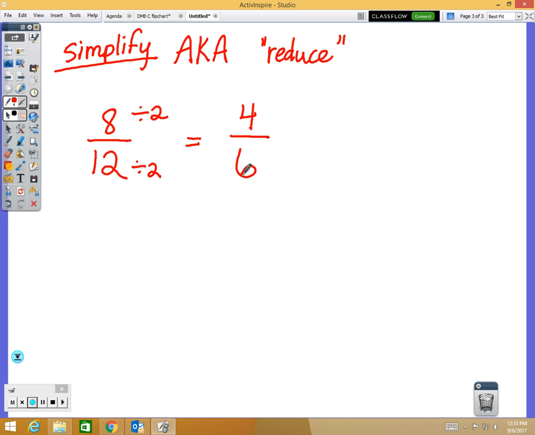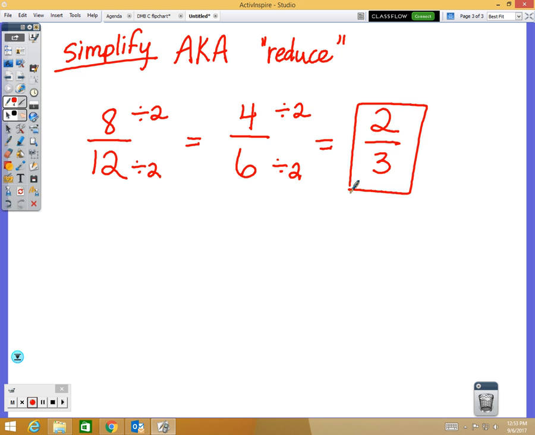Am I done? What can I do now? I can divide by 2 again. And that's going to give me 2/3. Did I have another option here? The same fraction. What's another option that I have? Divide by 4.